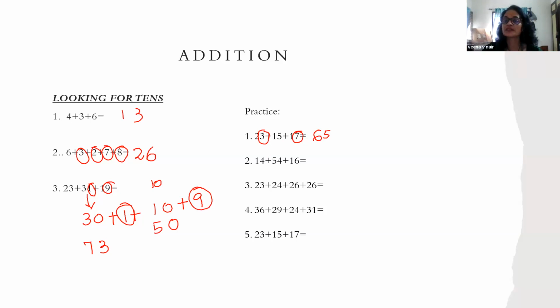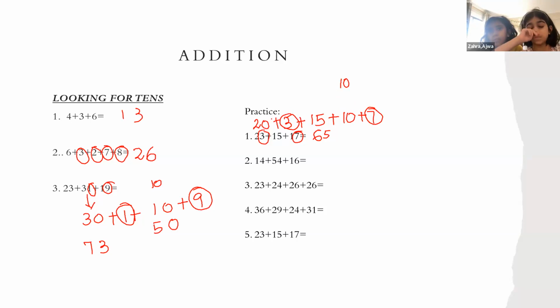Did everybody get 65? So we can write it as 23 can be written as 20 plus 3, plus 15, plus 10 plus 7, right? So what do 7 and 3 make? 7 and 3 make 10. Yes. So 20 plus 10 is 30, 30 plus 10 is 40, 40 plus 15 is, did I miss out something? Sorry, it is 55.